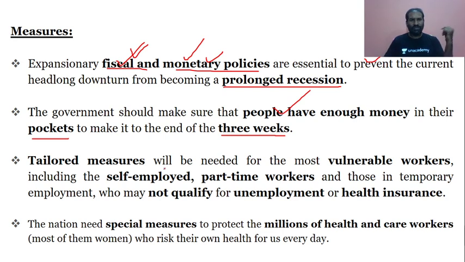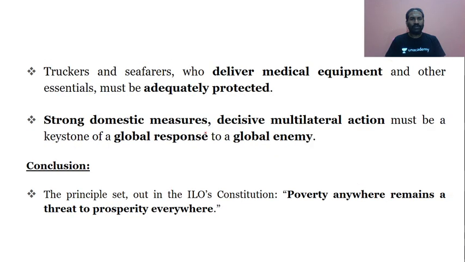In regards to the first one we are talking about, tailored measures have to be taken for the vulnerable workers, that is self-employed and part-time workers who do not qualify for unemployment or health insurance. And then the nation should take special measures to protect the millions of health and care workers. They are the ones who are actually risking their lives, and they are protecting the ones who have been affected by, or are having symptoms of, the coronavirus. Also the truck drivers and those involved in delivering medical equipment have to be adequately protected, and the government has taken it up.